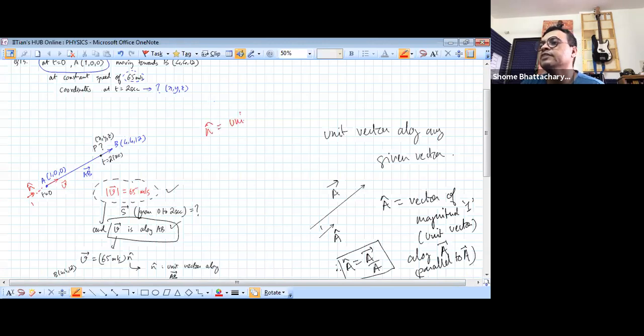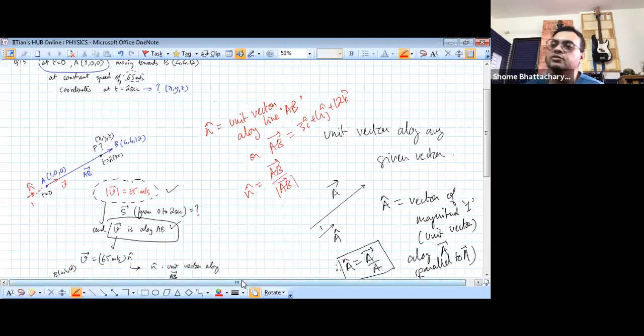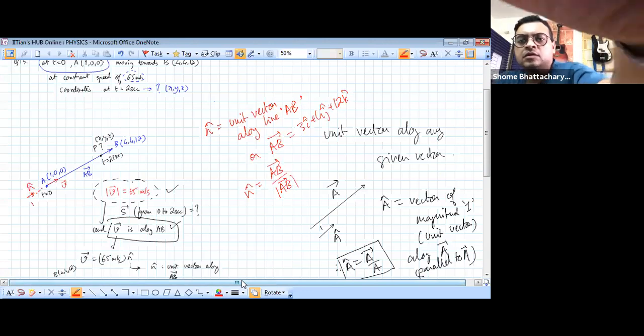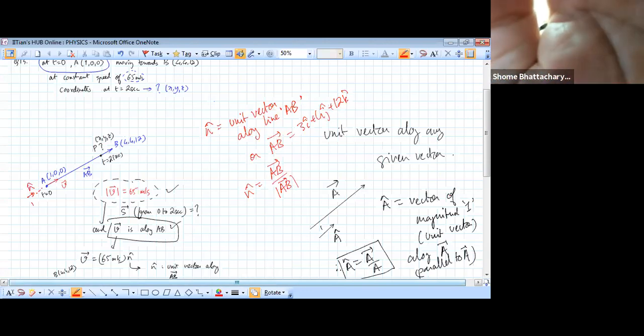So n cap is a unit vector along the line AB. So the line AB is nothing but the vector from A to B, which you can see over here is 3 i cap plus 4 j cap plus 12. So that is why I have defined n cap as what? The vector AB divided by its own magnitude. Okay, and that's how we calculated it. Is it clear, Shikhar? Yeah, scrolling down.